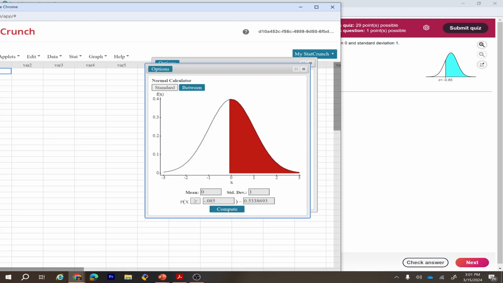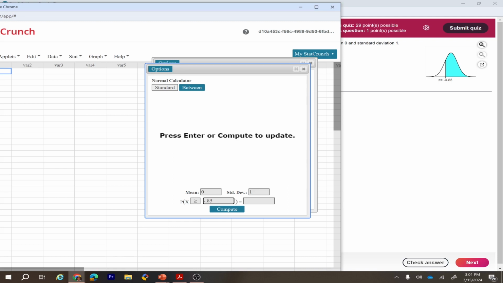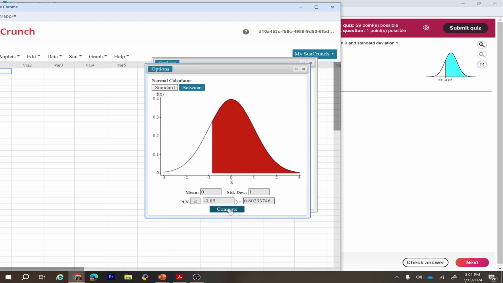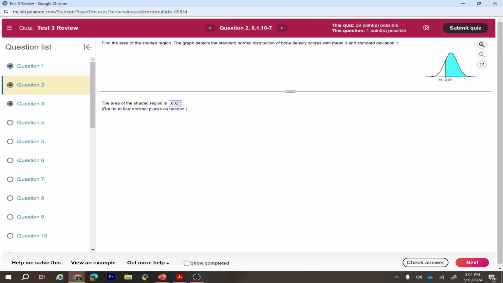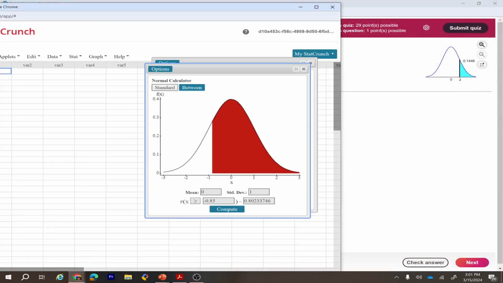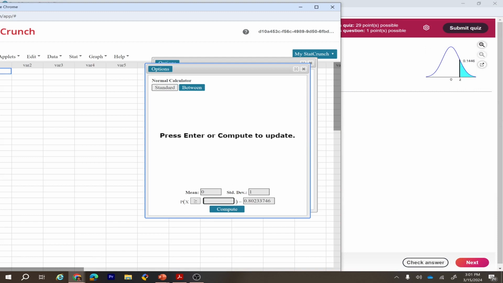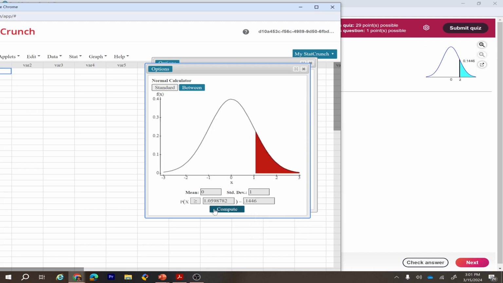If you hit compute, negative 0.85, not 0, negative 0.85, that will give you 0.8023. That's why the answer is 0.8023. When you go to the next question, go to the same problem here. Instead of the z-score, this time we are given the area, which is 0.1446. So you have to fill out the right side and then hit compute. It will give you the answer.